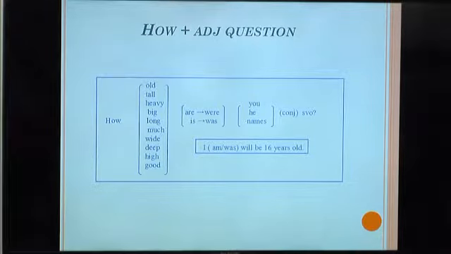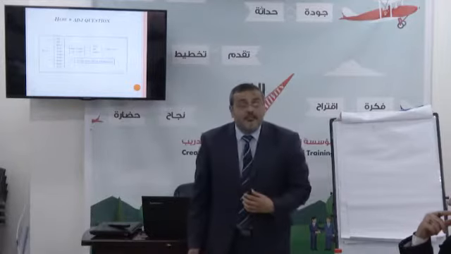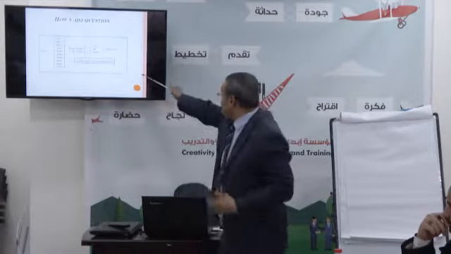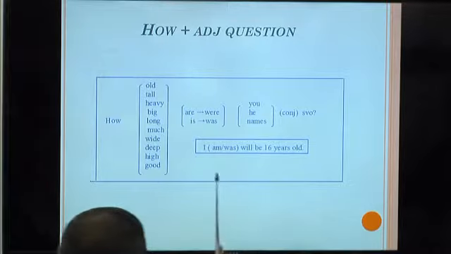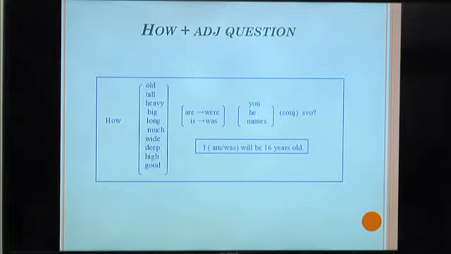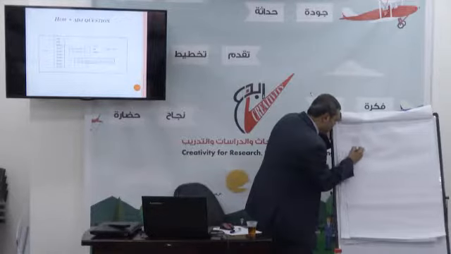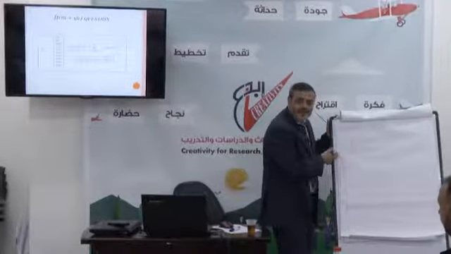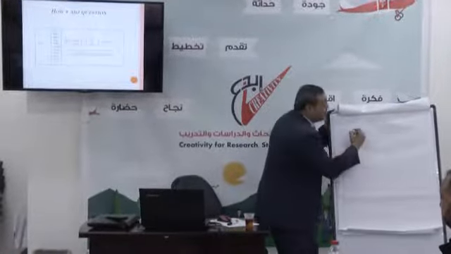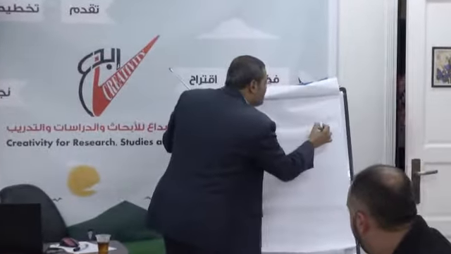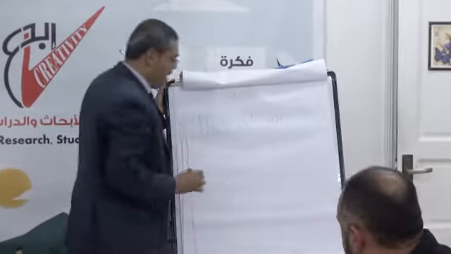Ask me about my age. So what's the question? How old are you? The answer: I'm 44 years old. So this is the answer. If you want to make the question, you have to say like this. How old? How means كيف, old is an adjective, but together كم العمر. How old are you?